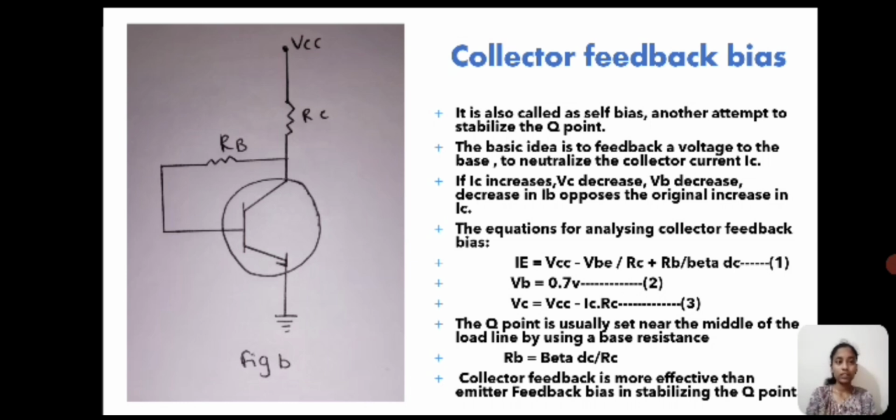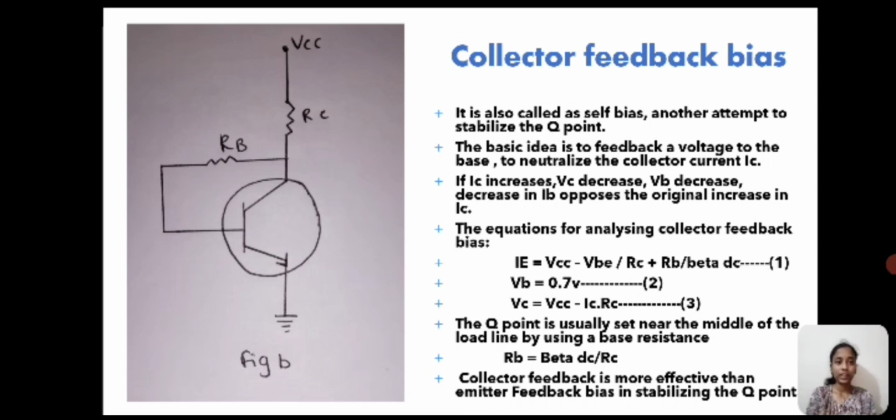The equations for analyzing collector feedback bias are IE is equal to VCC minus VBE divided by RC plus RB bar beta DC. Equation 1. VB is equal to 0.7 volts. Equation 2. VC is equal to VCC minus IC into RC. Equation 3.